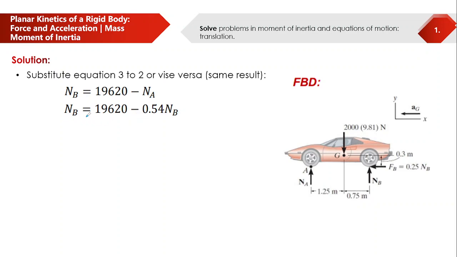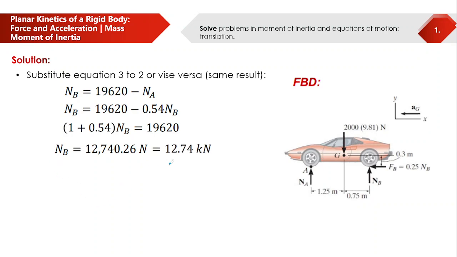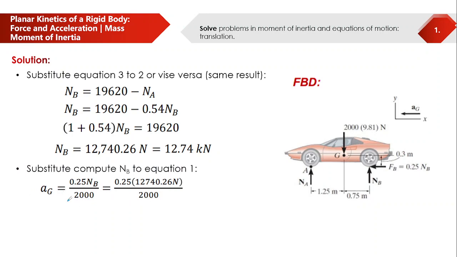So that will be N sub B is equals to 19,620 minus 0.54 N sub B. Then transpose to the left. That will be 1 plus 0.54 times N sub B is equals to 19,620. So N sub B pala is 12,740.26 Newton. After we solve for our normal force at point B, then we can solve for our acceleration.